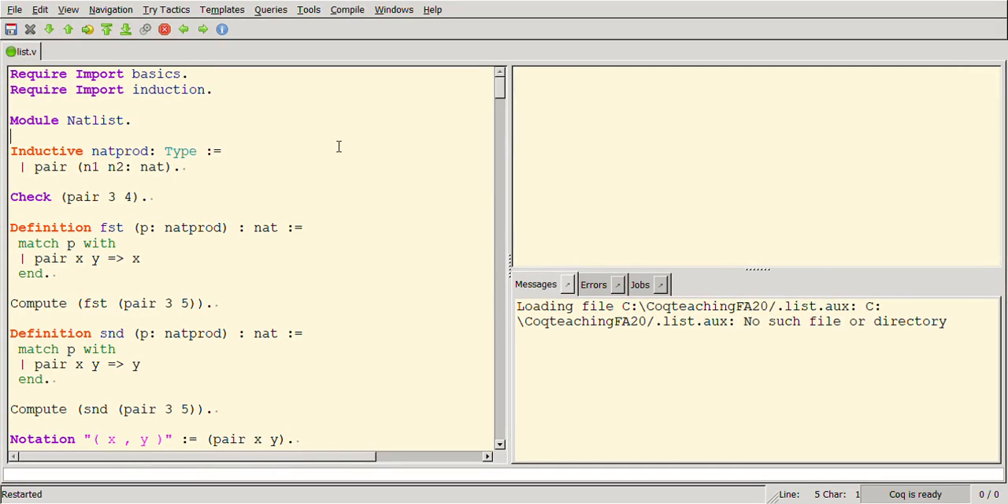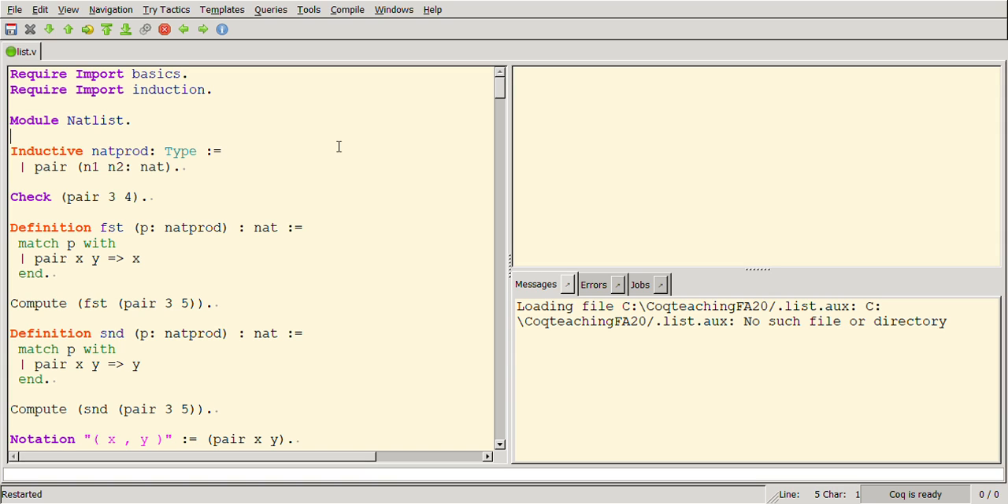Hello everyone, welcome to the lecture on formal specification and verification using the Coq Proof Assistant. This lecture includes some proofs of some lemmas and theorems based on natlist, with some functions like alternate, concatenation, and many others.